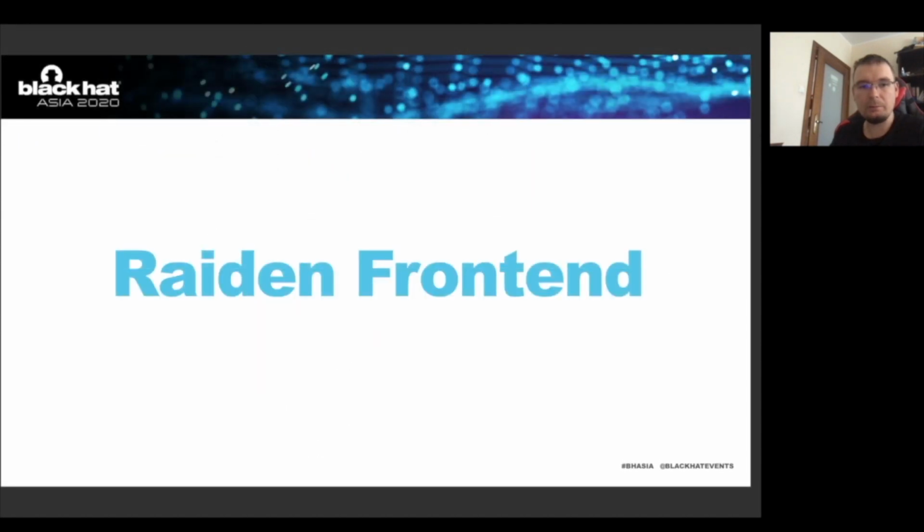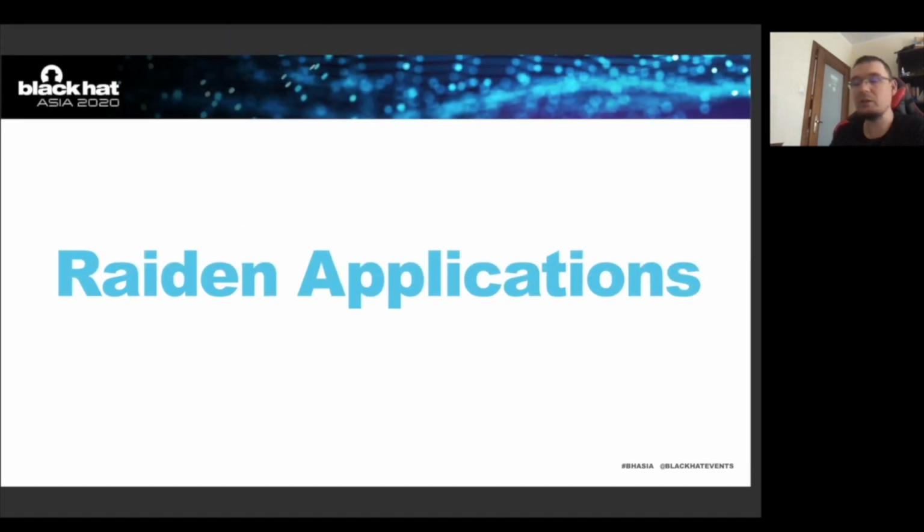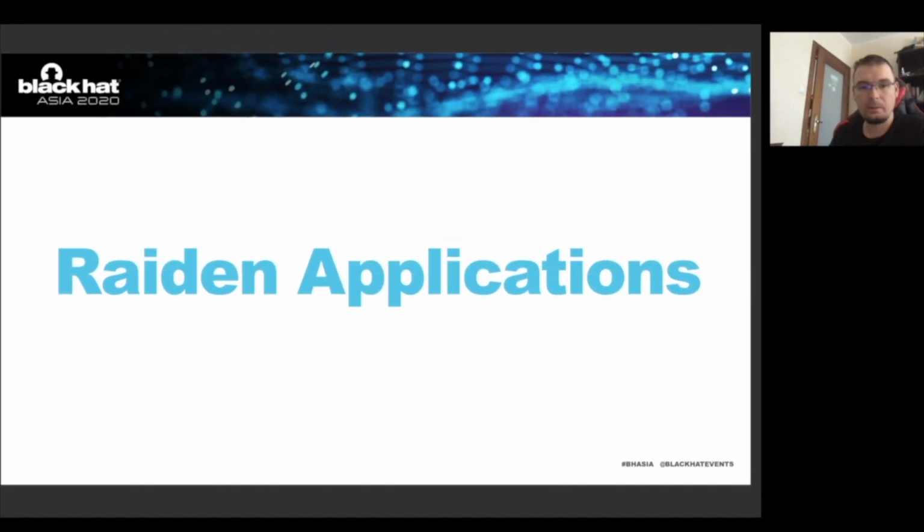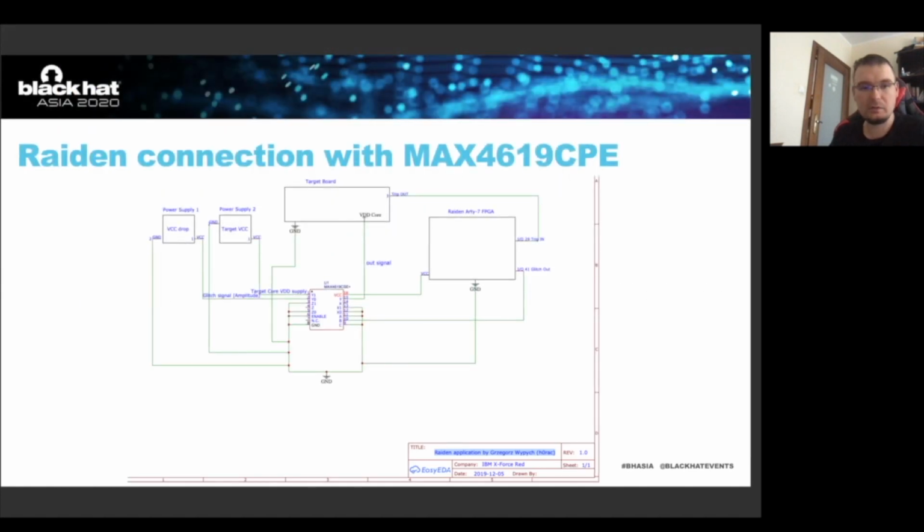If we look at the Raiden applications, the first one is connection to the MAX4619 CPE. It's a very common switch used in many other solutions, like the Cheap Fair Guys project. This is our glitching frontend, and in order for it to work, proper connections are required.